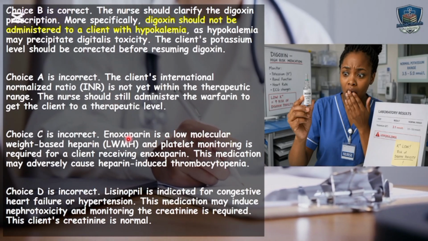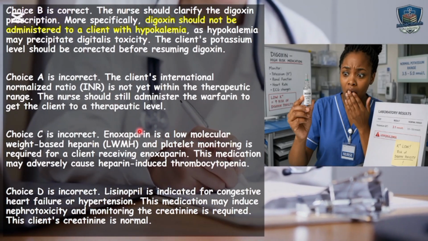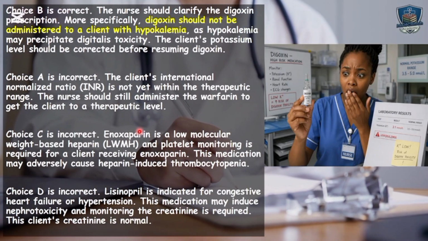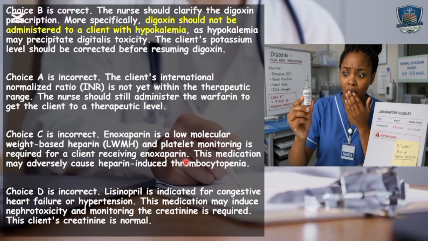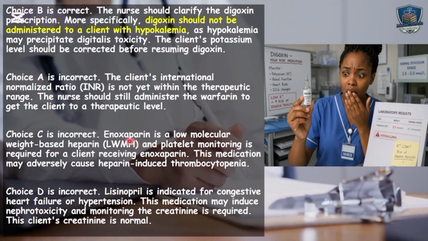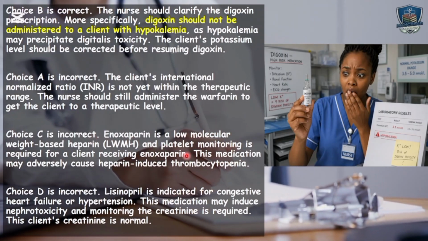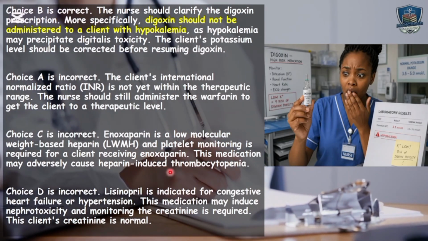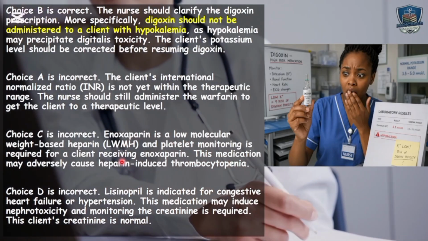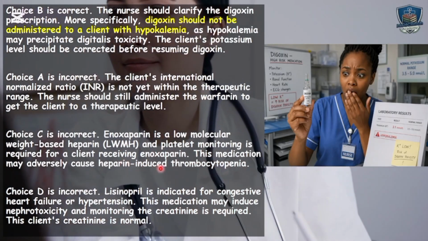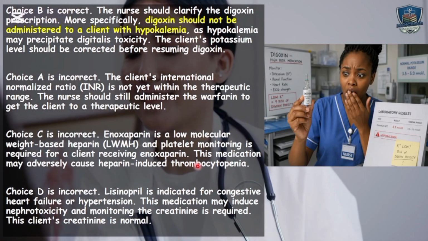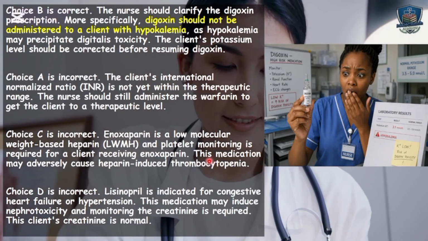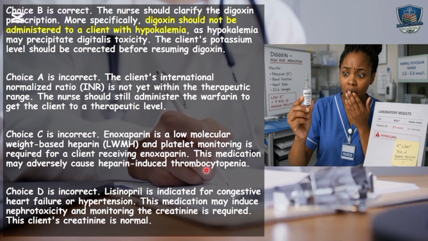When it comes to enoxaparin, it is a low molecular weight heparin. For a client taking enoxaparin, platelet monitoring is required. Why? Because we know this drug tends to cause heparin-induced thrombocytopenia. Thrombocytes are the platelets, so thrombocytopenia means low platelets in the blood.